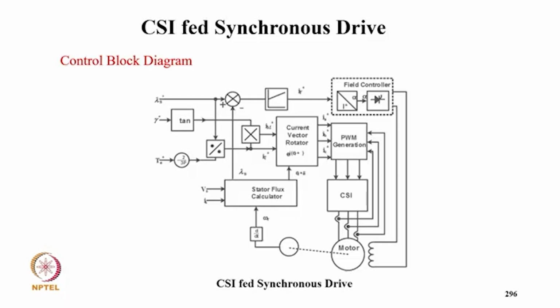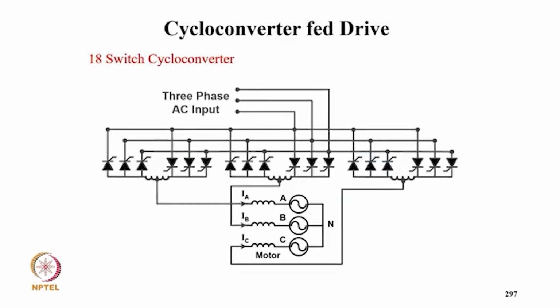So you again have the same inputs, lambda star, gamma star, and T star, from which you calculate the reference currents for control of the current source and field current control. This is typically an 18 switch cycloconverter, which has been in practice for a long time for large rating synchronous motors.